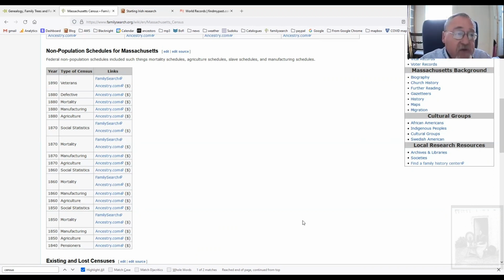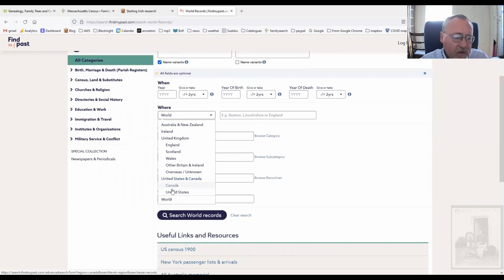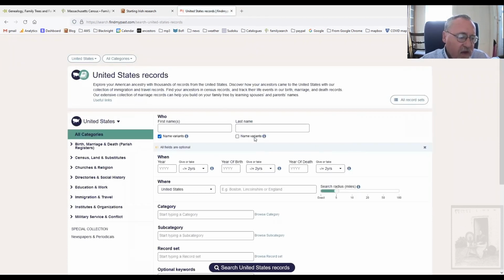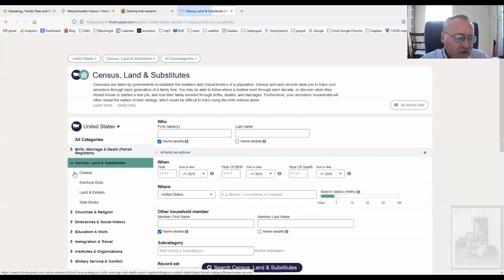And if you're talking about US censuses, you will end up having to use ancestry.com in some shape or form. There's also a very good collection on Find My Past, findmypast.com, not .ie. And let's just have a quick look at the census records in the United States, what they have.